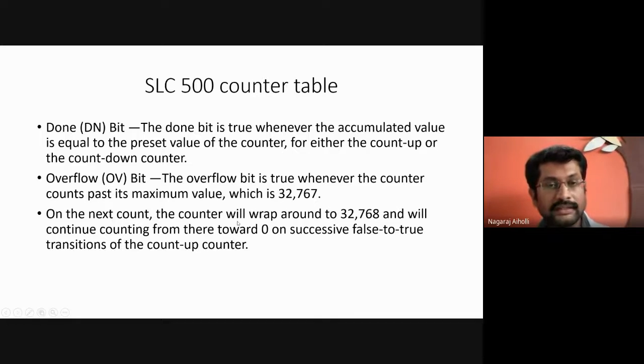On the next count, the counter will wrap around to 32,768. That is, from 32,767 to 32,768, and it will continue counting from there towards 0 on successive false-to-true transitions of the count up counter. Same thing that I explained for the overflow bit. Suppose the maximum value is 255. After up counting from 0 to 255, it will go from 255 to 256, then again come to 0 and start counting in the upward direction. This is called the overflow condition.